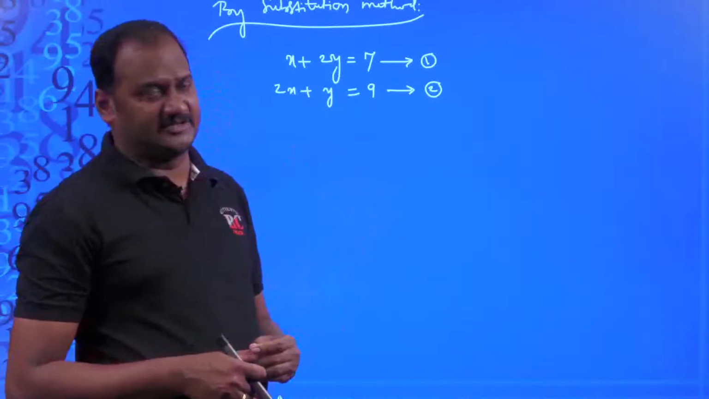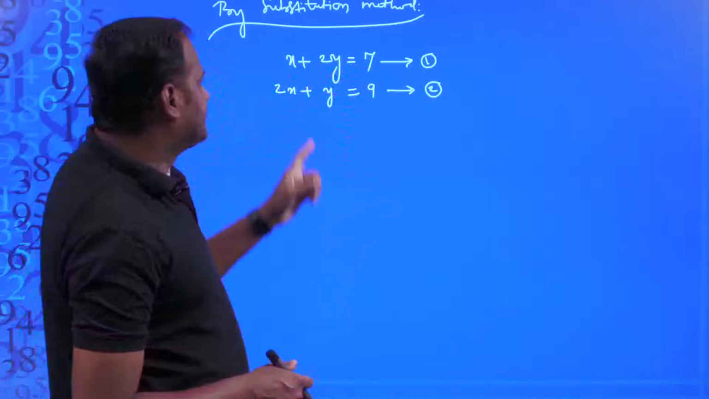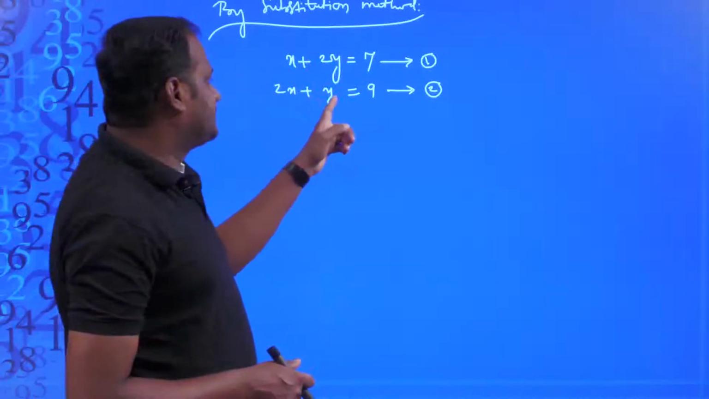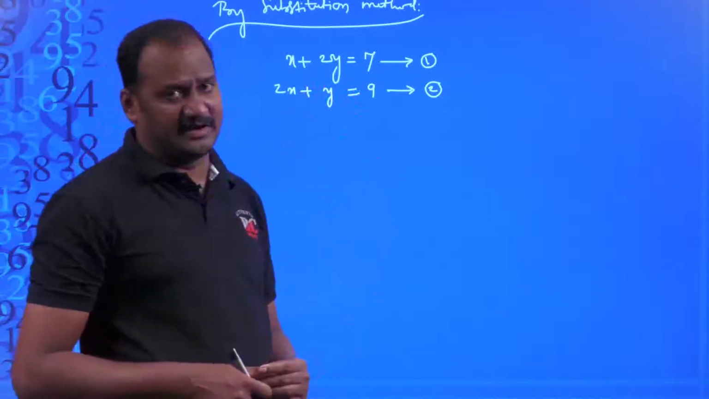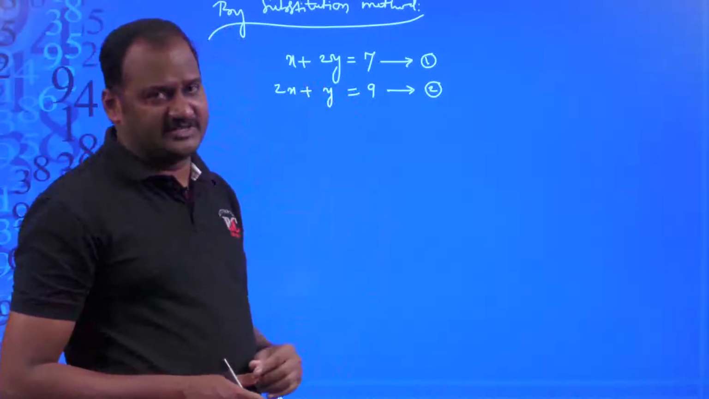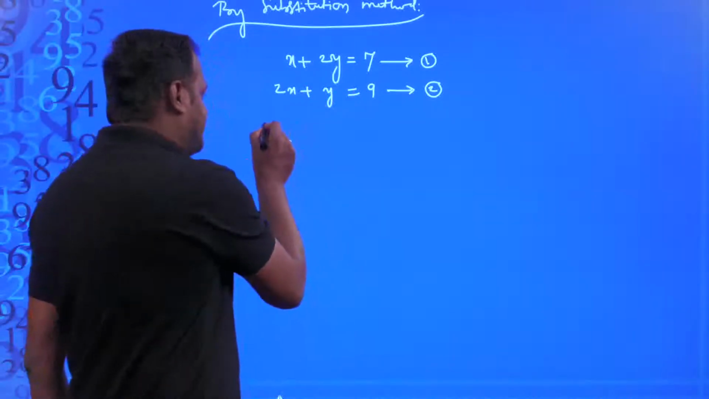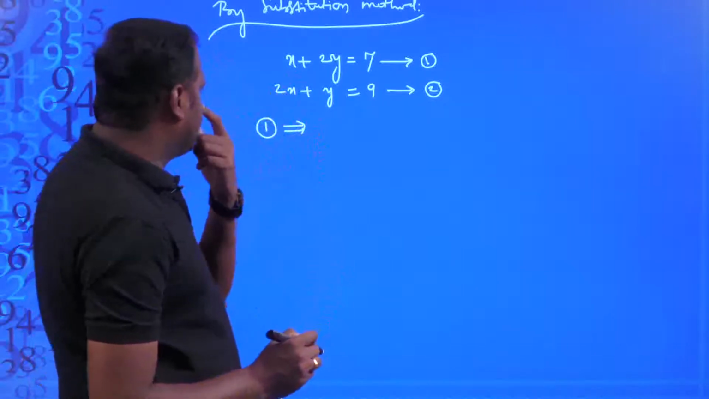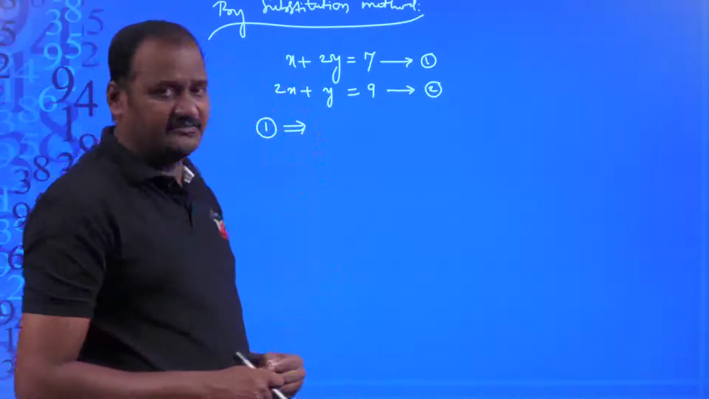See here, x plus 2y is equal to 7. In this, the coefficient of x is 1, the coefficient of y is 2. In 2x plus y is equal to 9, the coefficient of x is 2 and the coefficient of y is 1. So you can choose either x or y from one of these two equations, right. Suppose I am taking the first equation, x plus 2y is equal to 7. Since x is alone, I am going to figure out the value of x.